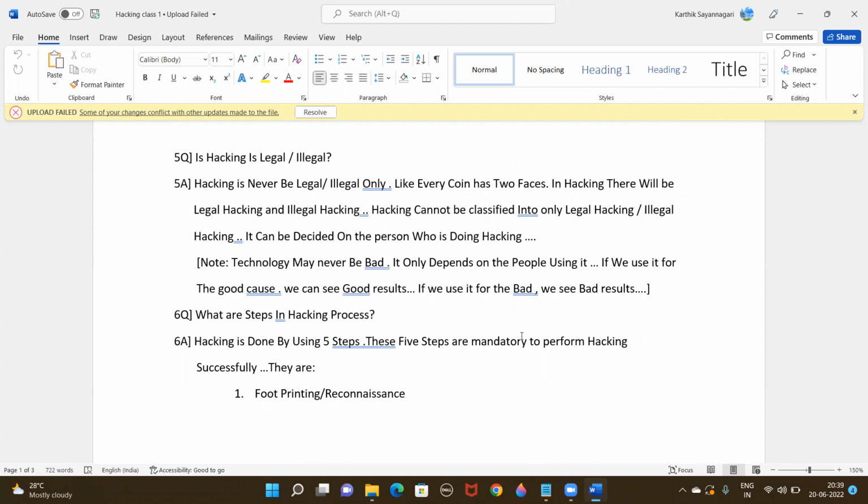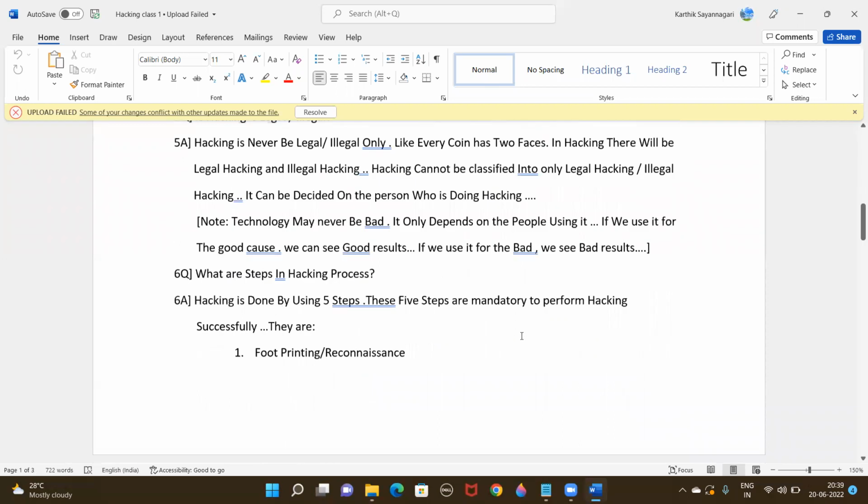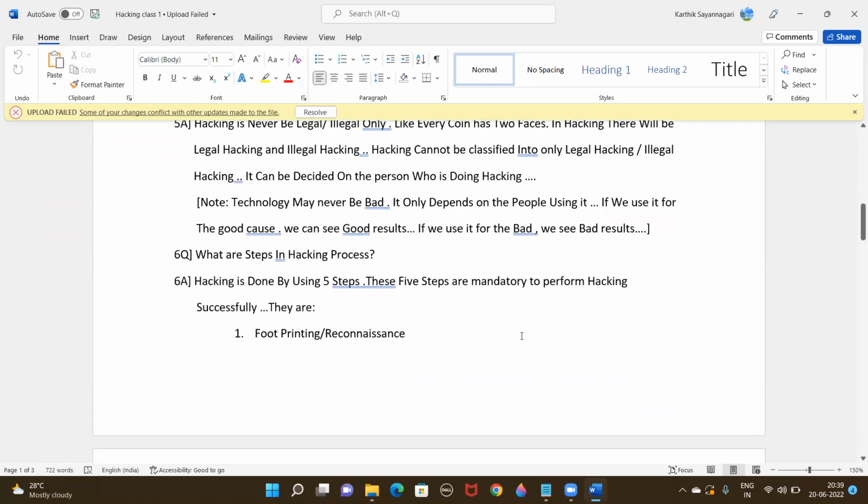See, technology may never be bad. It only depends upon the people who are using it. If the people are using it for a good cause, there will be good results. If the people are using it for a bad cause, there will be bad results. So it depends upon the mindset of the person who wants to use that device.